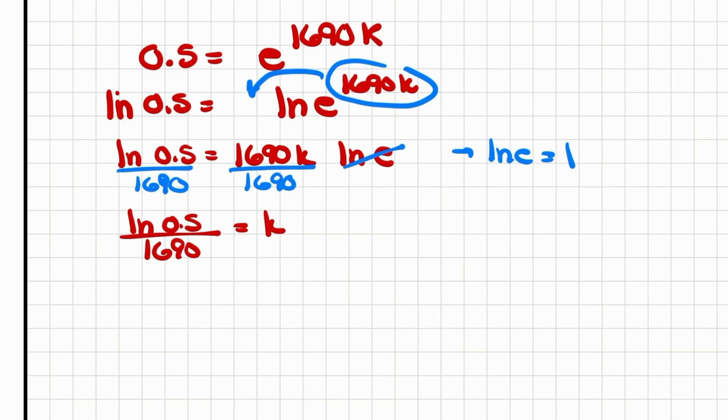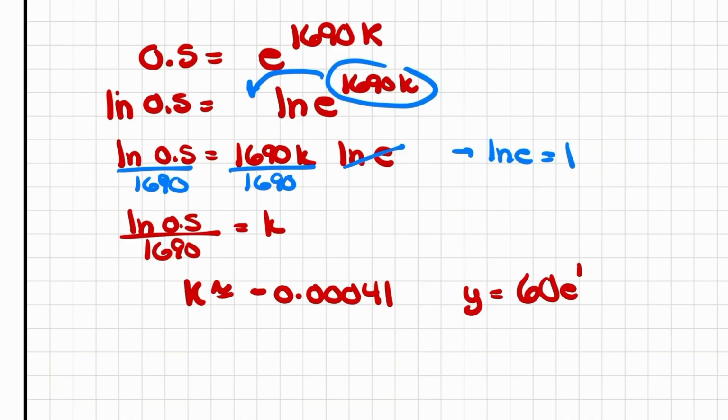Now we can put the natural logarithm of 0.5 into our calculator. 1,690 is just a number, so we can approximate that k is equal to negative 0.00041. We could solve for this value, but we're going to go back to our original y equals 60e^(kt), and we're going to sub it in there.